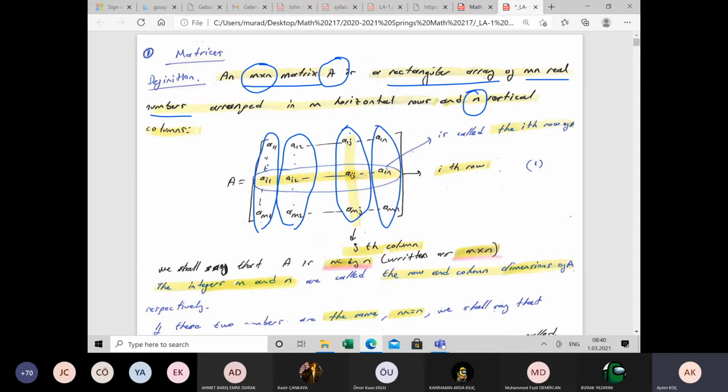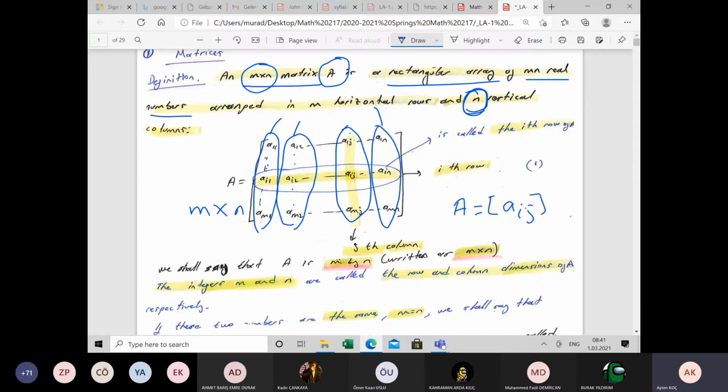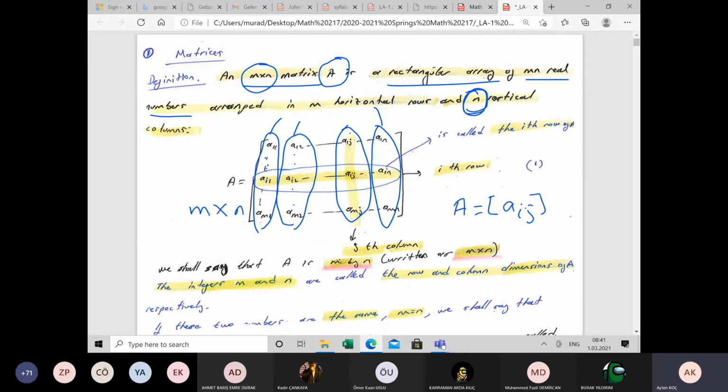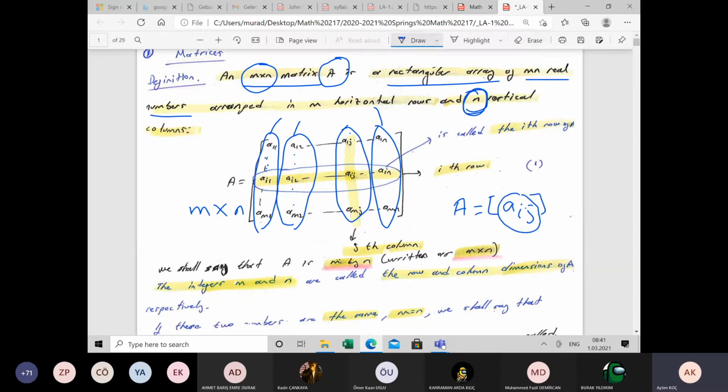So what's the number of columns? 1, 2, 3, and so on up to the last column. So the number of columns is n. So A is an m by n matrix. This matrix is also denoted by the notation A = [a sub ij]. Capital A is the matrix, and these a sub ij are its entries.